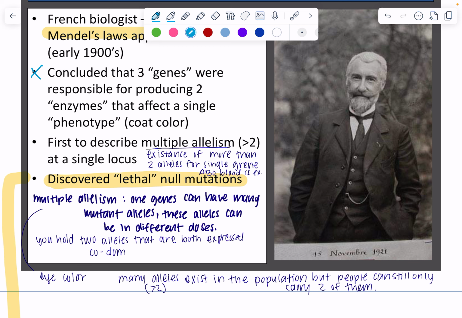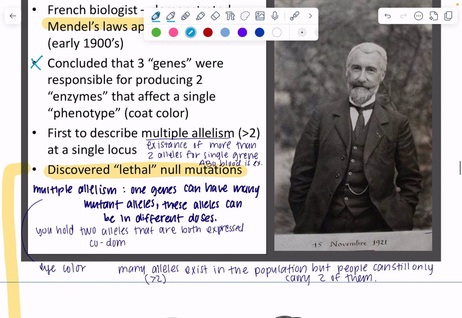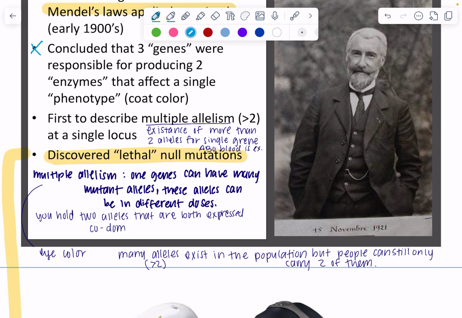Eye color is a good example of this because you've got brown eyes, blue eyes, and green eyes. So there's 3 possibilities, but you can only pull 2 alleles. Everyone can only have 2 alleles for that gene. So even though there's a possibility of several things in the population, you can only hold 2 of those. So multiple alleles in one gene can have many mutant alleles. These alleles can be in different doses. So many alleles exist in the population, but people can still only carry 2.